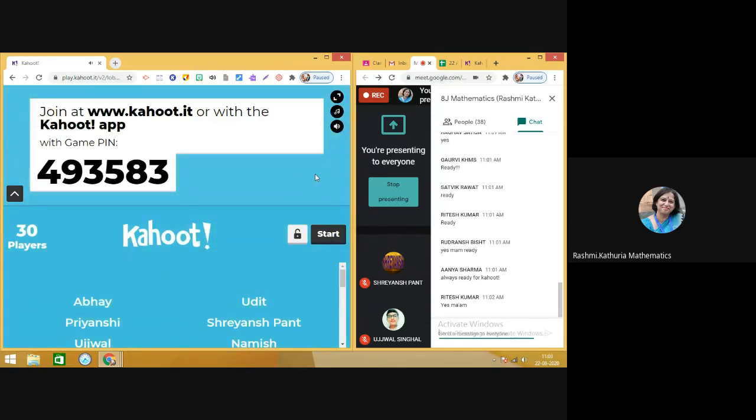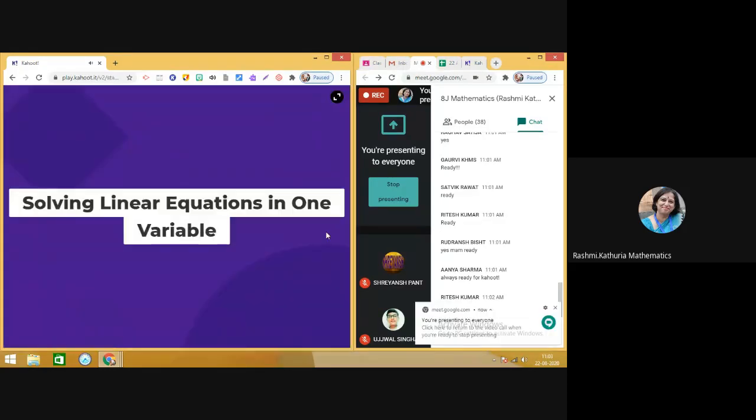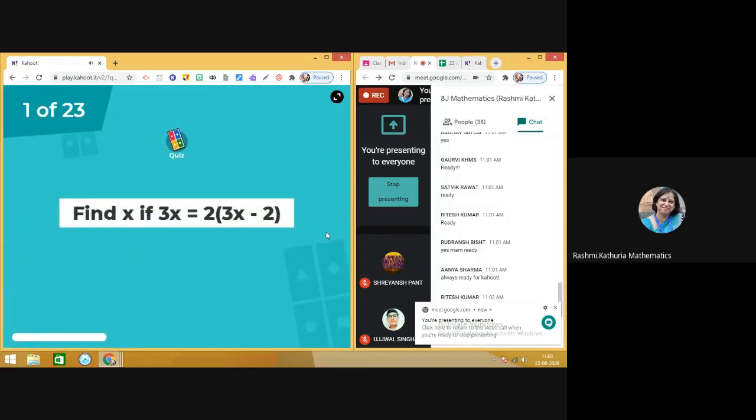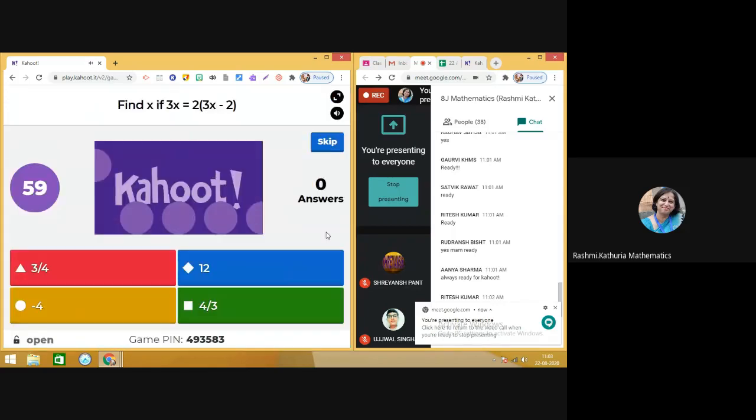I can see that 30 students have joined in this quiz, now 31. I'm going to start it. Here is your first question. Find the value of x if 3x is equal to 2 into 3x minus 2. Take your time, solve it. That's the first warm-up question. This you have already done in your class 7.